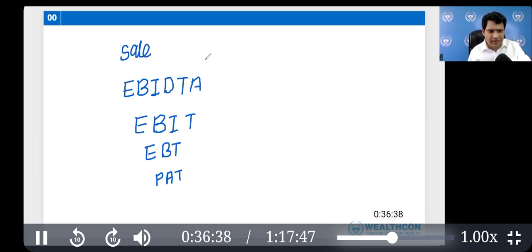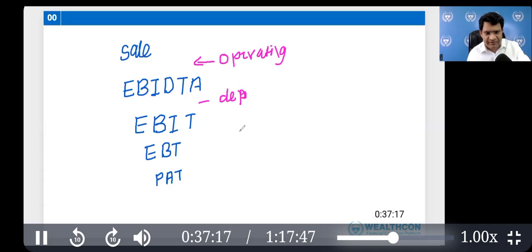Okay, so let's subtract one by one. From sales, if you subtract operating expenses, what you get is the earning before interest, depreciation, tax and amortization. If you subtract depreciation from this value, you get earning before interest and tax. If you subtract interest from here, you get earning before tax. If you subtract tax from here, you get PAT. Why is this important?